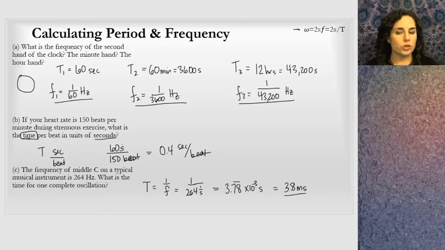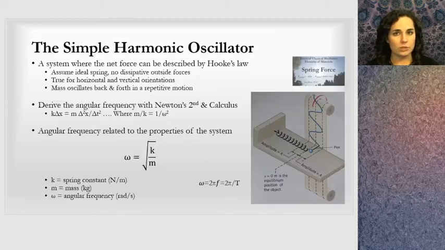I wanted to return to the mass on a spring model that is the anchor for understanding simple harmonic motion, and this is what is defined as a simple harmonic oscillator. Again, when I think about quantum oscillators, that's what this model is, the simple harmonic oscillator. And it's a system where the net force can be described by Hooke's law. That's what it's defined as. That's a simple harmonic oscillator.